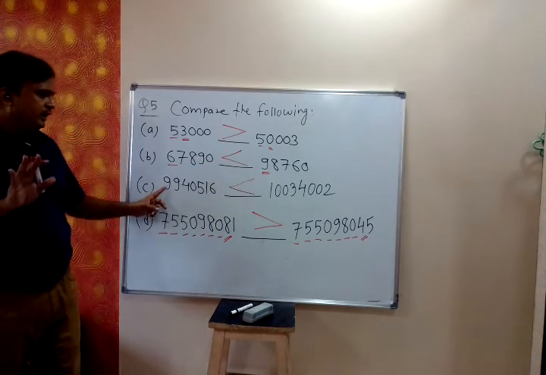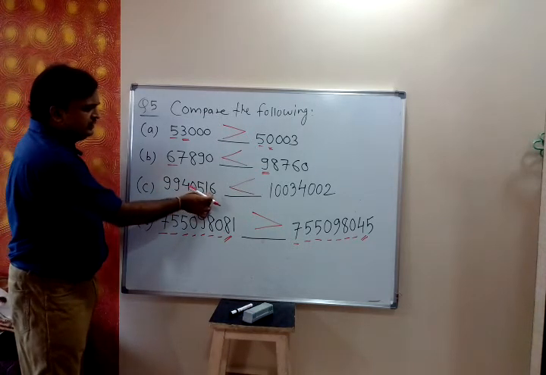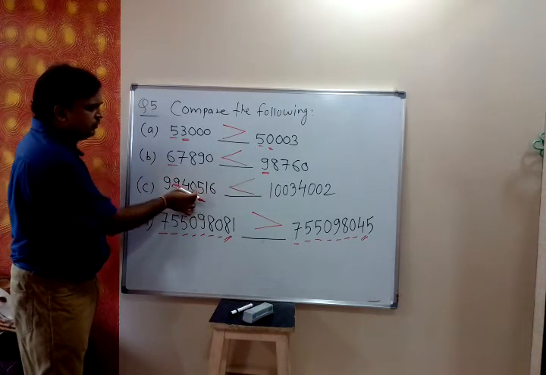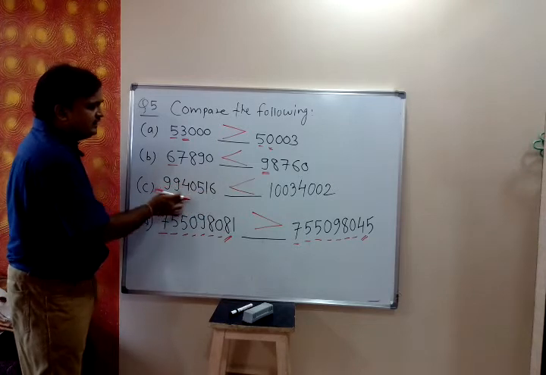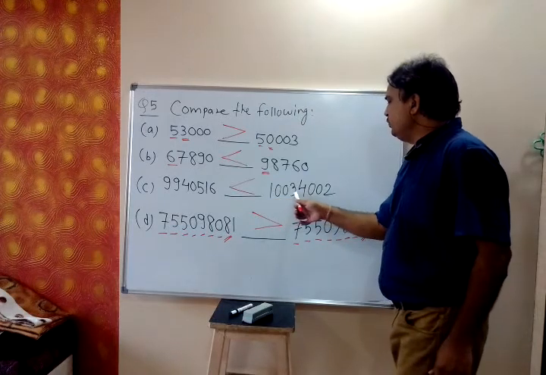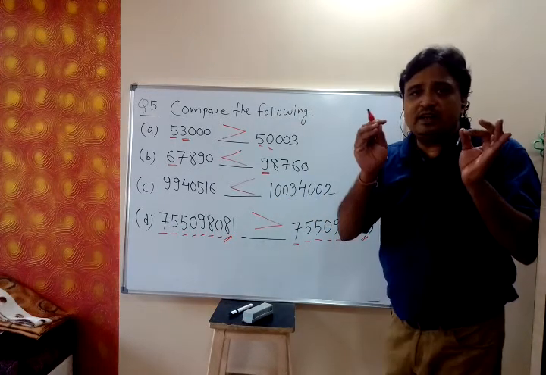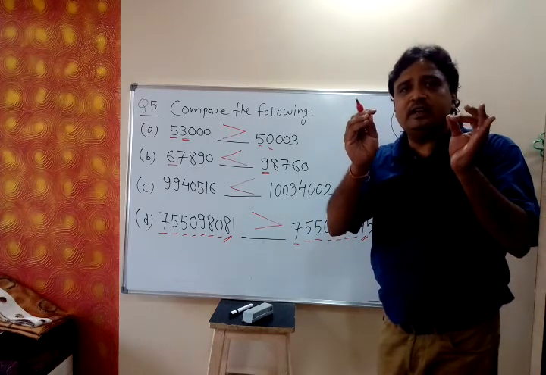Okay, see, this has how many digits? 1, 2, 3, 4, 5, 6, 7. This has 7 digits. And this has how many digits? 1, 2, 3, 4, 5, 6, 7, 8. This has 8 digits. So whichever number has more digits, that number is bigger.